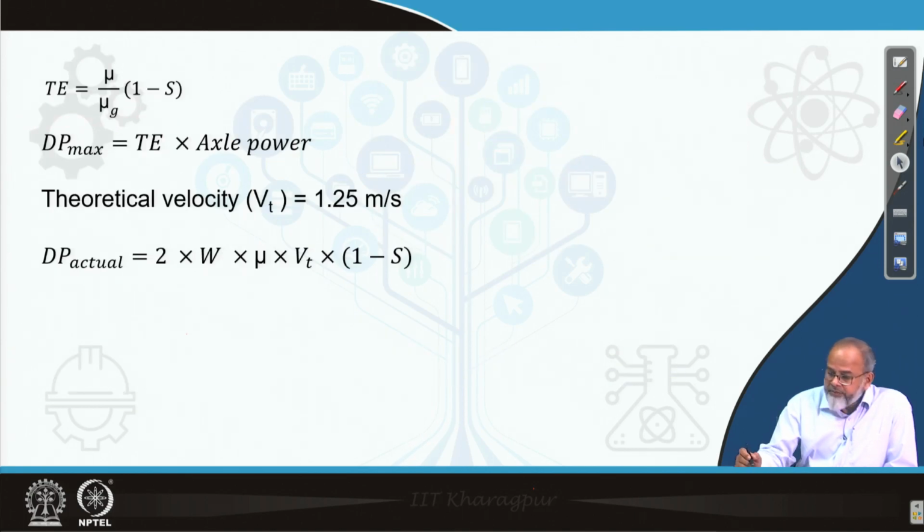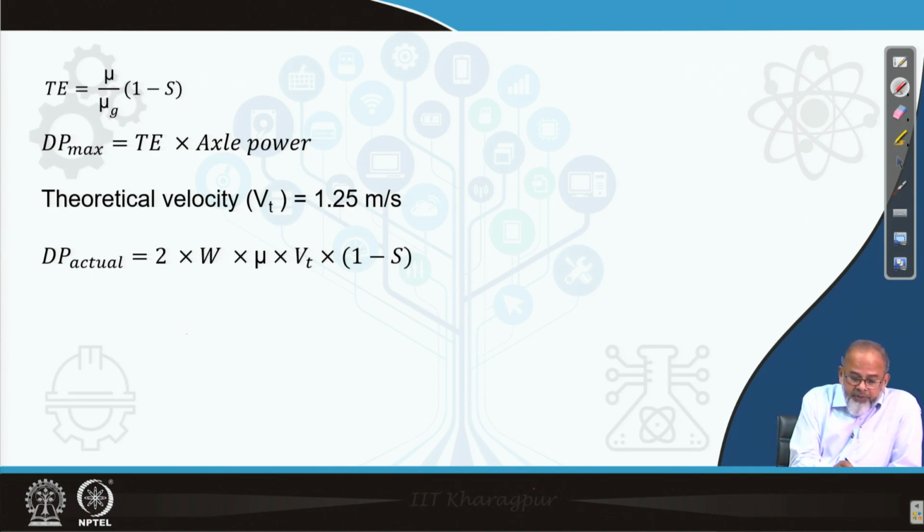Now what is the dP actual? That means drawbar power actual. So that we have taken from the coefficient of traction side. Since there are two wheels, I have multiplied with 2. W is the dynamic weight on one of the wheels, and mu is the coefficient of traction of one of the wheels.